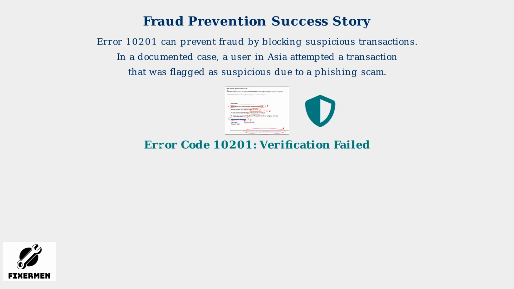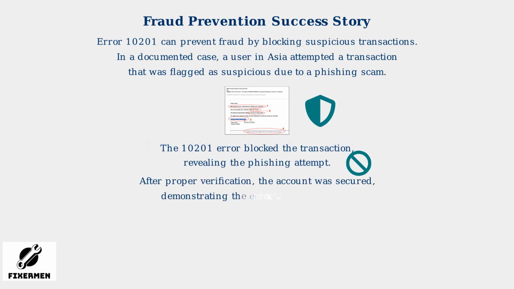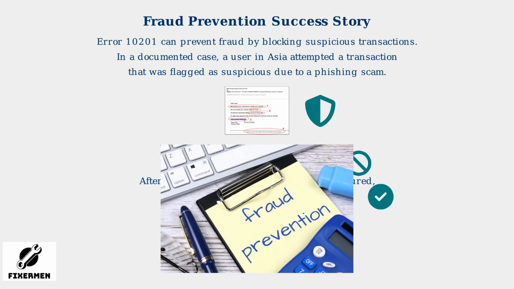Error 10201 plays a crucial role in preventing fraud. In a documented case from PayPal's security blog, a user in Asia attempted a transaction that was flagged as suspicious. The 10201 error blocked it, revealing a phishing scam. After verification, the account was secured, showing how the error protects users from financial harm.